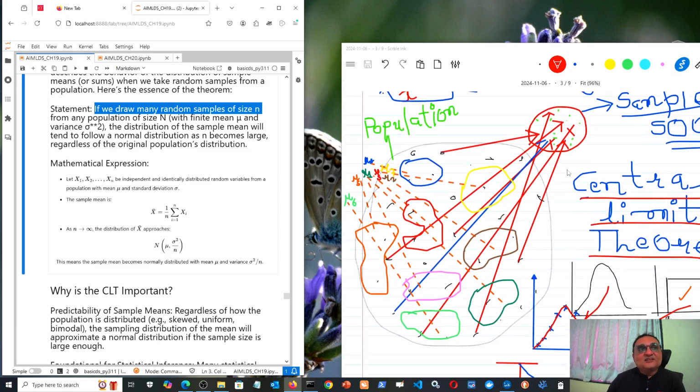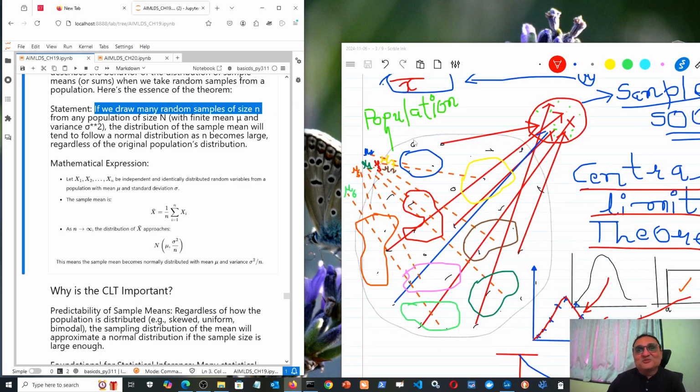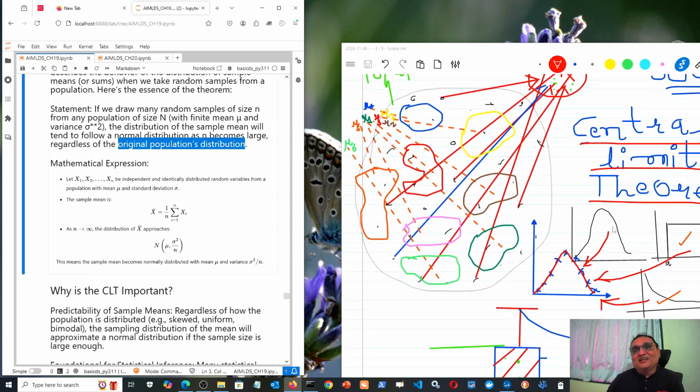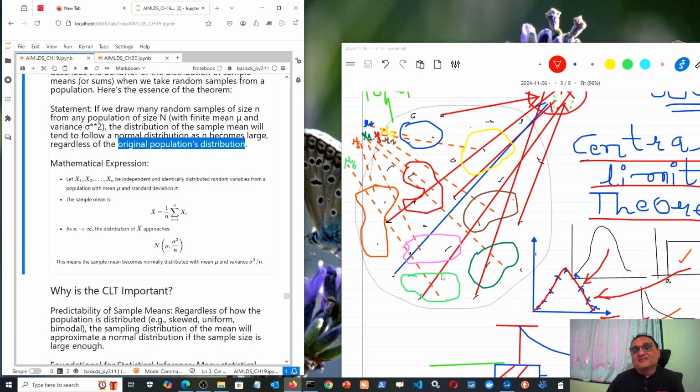So as long as one condition is satisfied, that the number of samples which you draw from your population is sufficiently large, then the sample means are always normally distributed regardless of the original population's distribution. Now that is very important: the original population may or may not show a normal distribution, but the means taken from the samples will always be normally distributed.